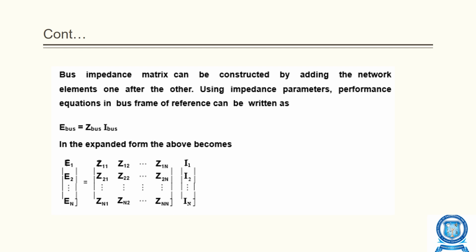Using impedance parameters, the performance equation in bus frame of reference can be written as E bus is equal to Z bus into I bus. In expanded form, the above equation becomes E bus, a column matrix of E1, E2 up to En, which is equal to Z bus, Z11, Z12, going on up to Z1n, and in the diagonal it goes on up to Znn. So it's a square matrix. And the third one is the current matrix, again a column matrix of I1, I2 up to In.